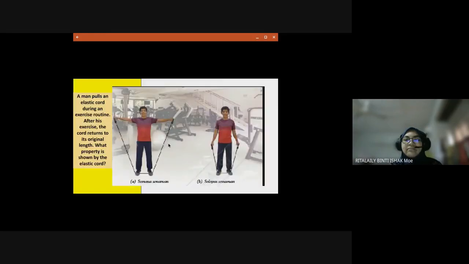Okay. So as you can see here, a man pulls an elastic cord during an exercise routine. After his exercise, the cord returned to its original length. What property is shown by the elastic cord? So this is the question. The man is pulling the elastic cord during the exercise routine, but when he lets go of the cord, or when he leaves the force exerted onto the cord, it returns to its original length. So this is called elasticity.